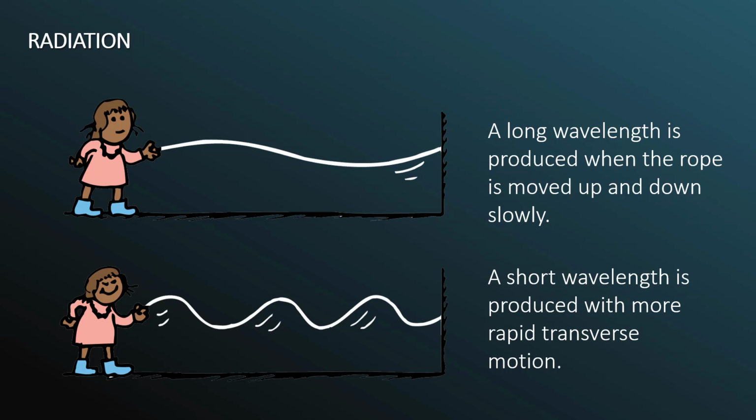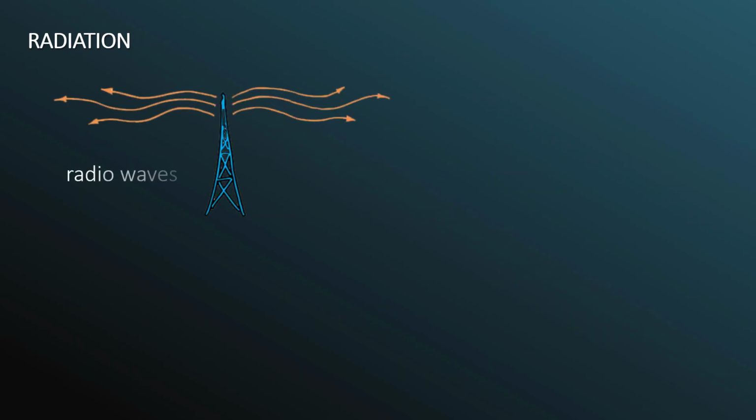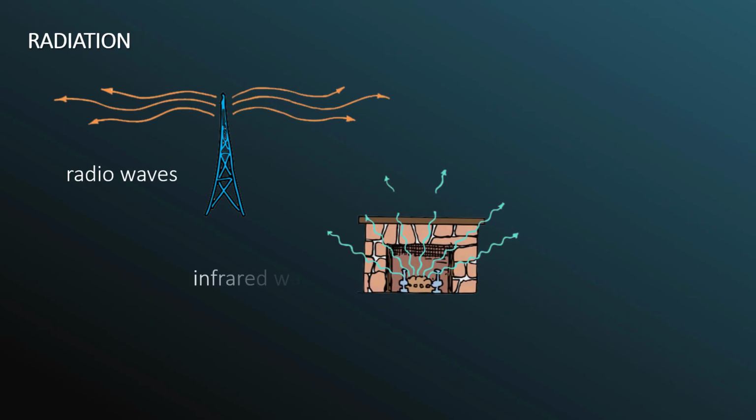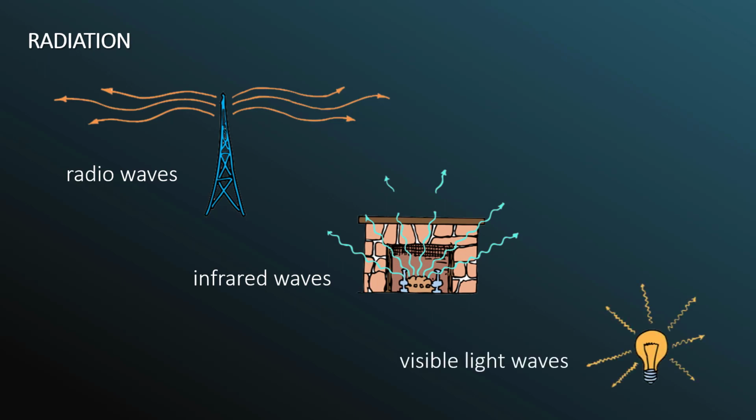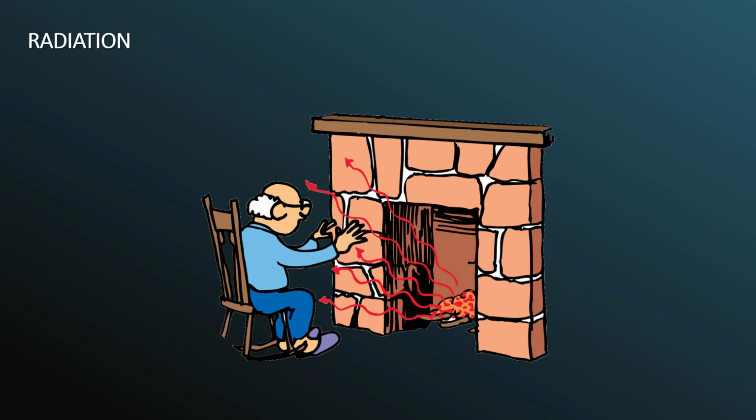And we can use some simple illustrations of electromagnetic waves to give you a feel for the different energies. For example, radio waves, low energy waves, infrared waves, a little bit higher energy waves, and then visible light waves. So of these three, the visible light waves have the highest energy because they have the highest frequency and the shortest wavelength.